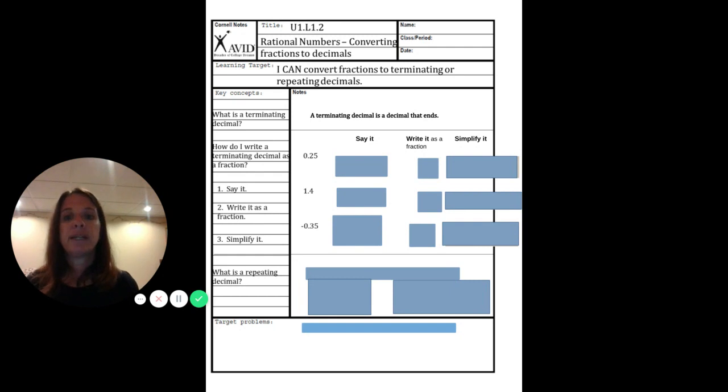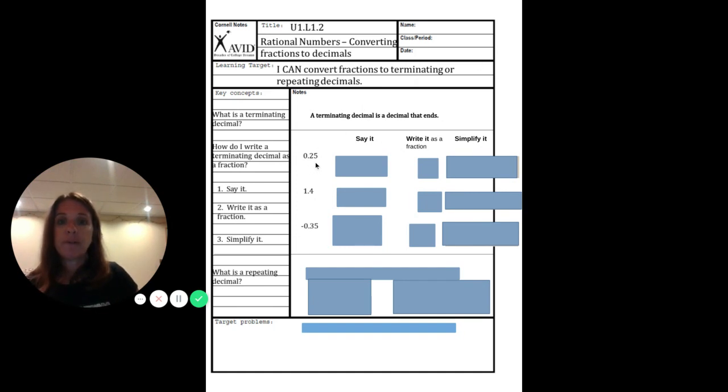Okay, so I have some examples of terminating decimals here in the next section for how do I write a terminating decimal as a fraction. I have 3 steps that I want you to follow, and they are written in the side column of your notes. You've got to say that decimal. You've got to be able to say its place value, because when you say it, you're going to hear how to write it as a fraction. So that's step 2, write it as a fraction. And then, of course, as always, you look to see if you can simplify it.